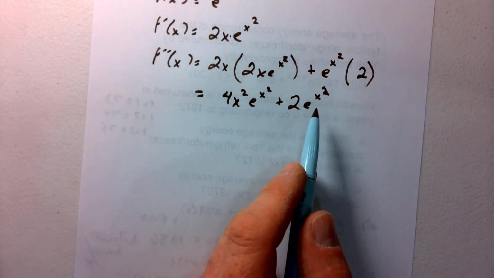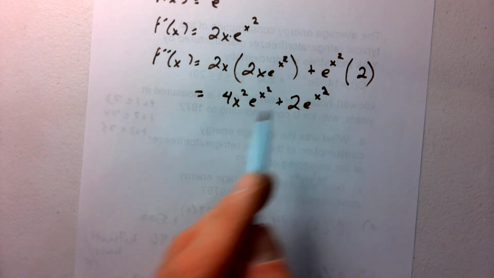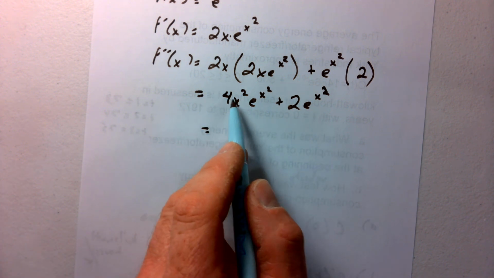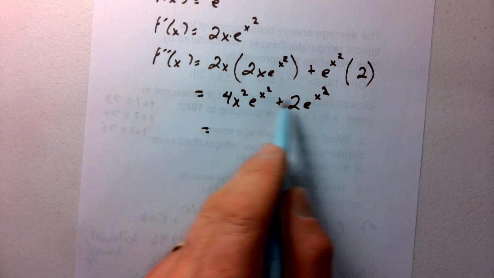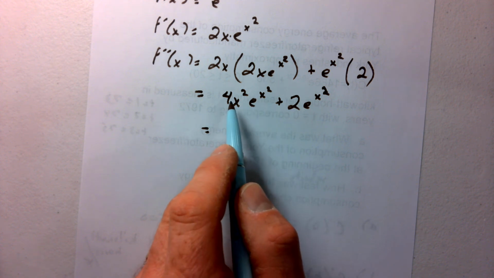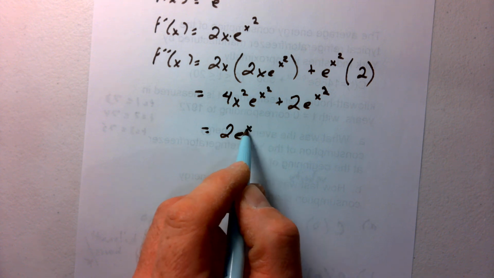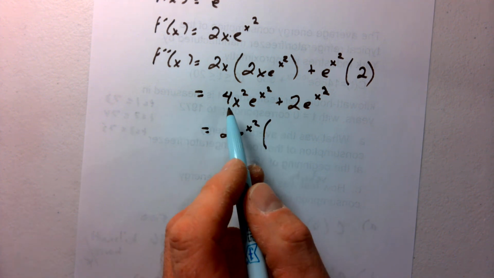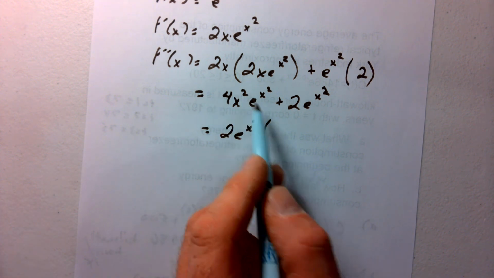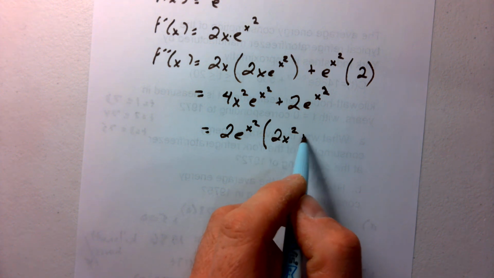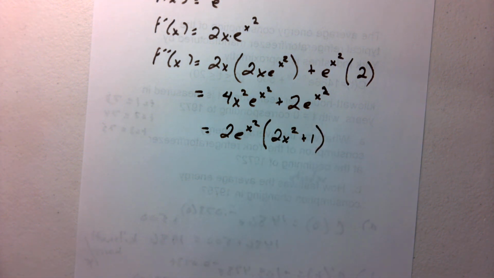And then we can go ahead and factor out the common factor. So I have, again, that e to the exponent. We're going to see that that is in common, but we can also pull out a 2. So we have 2e to the x squared. And that's going to leave us with a 2x squared plus 1. And that'll be our second derivative.